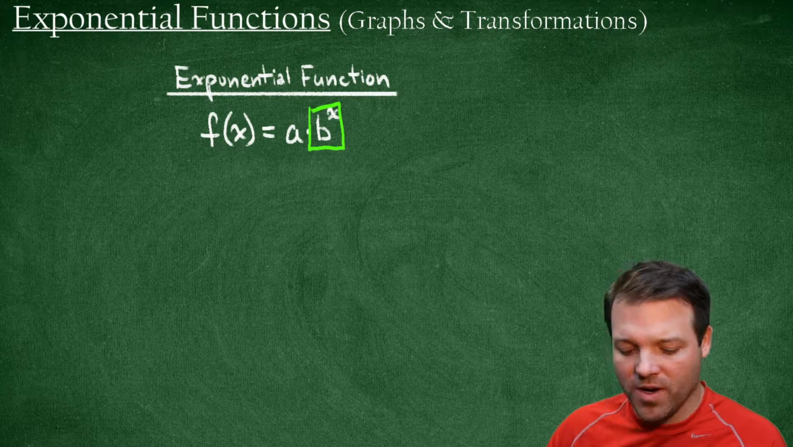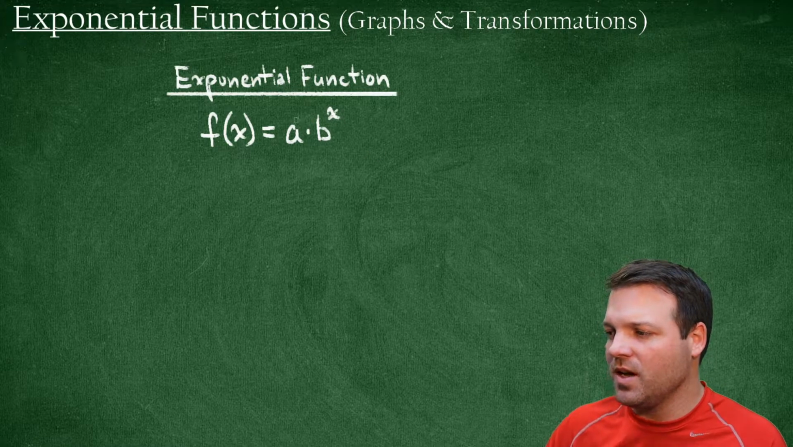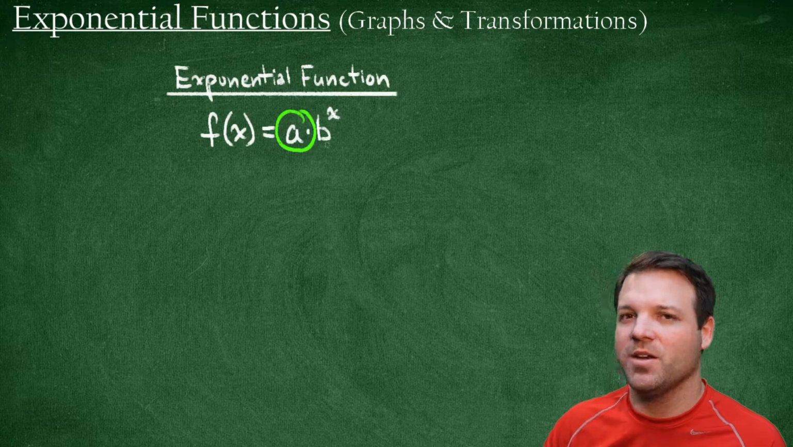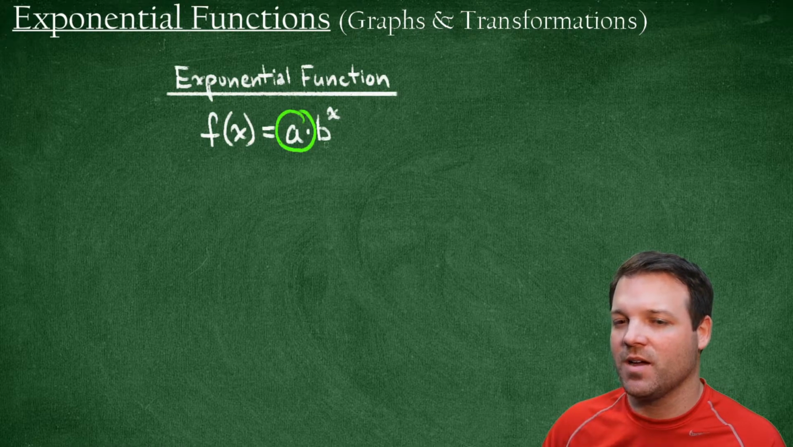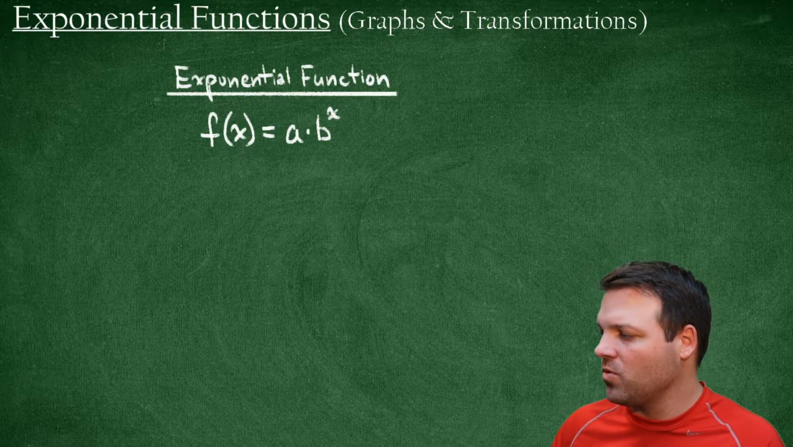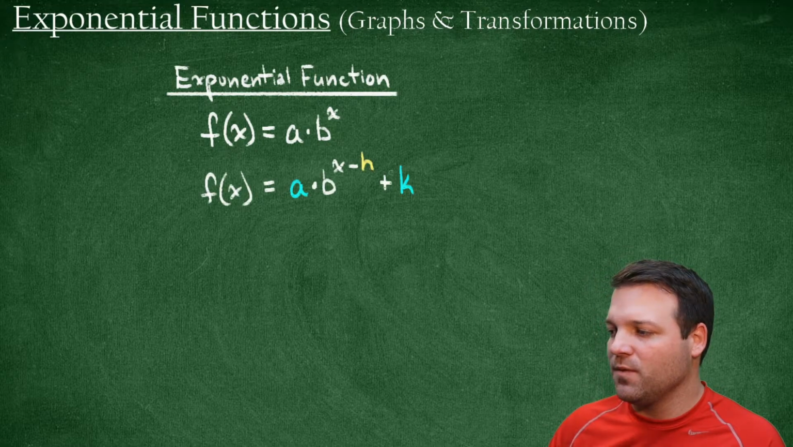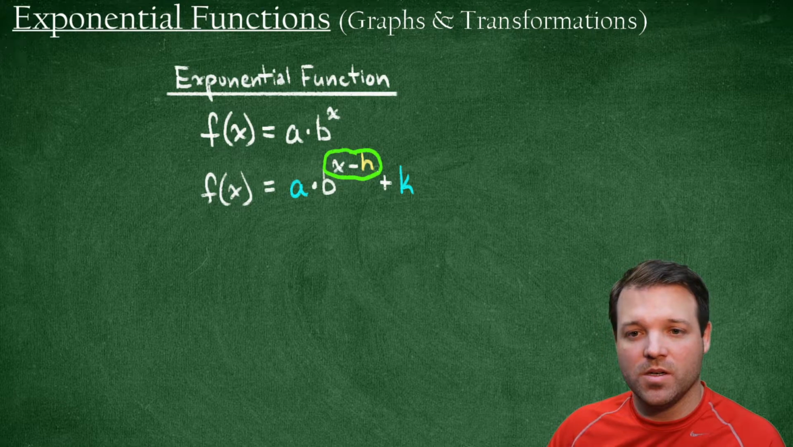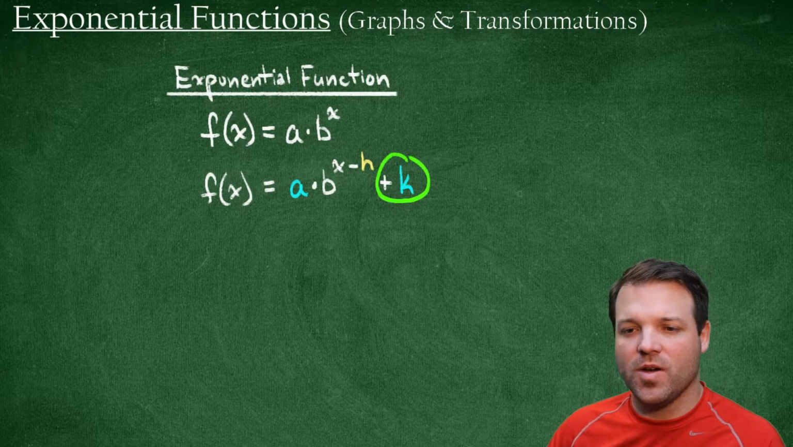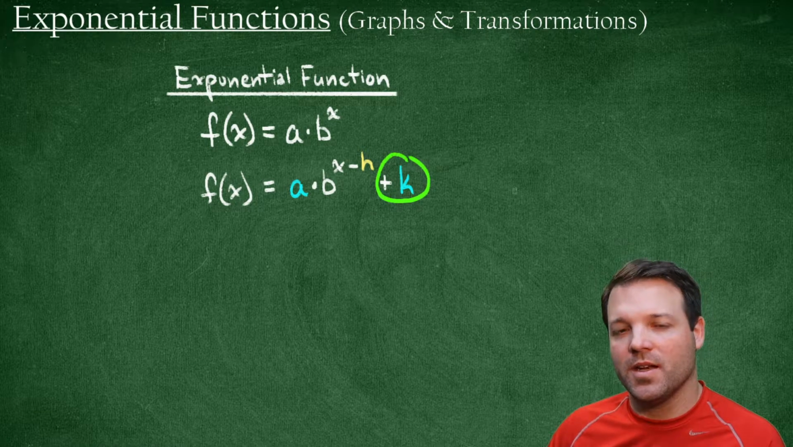Alright, but right now what I'm showing you is really just one thing we can change to this, which is multiply it by a number out front, some kind of constant we call a. But actually, we can make a lot more changes to this. In fact, in the exponent, we could subtract a number. We call that x minus h. And then on the outside, we could also add a number as well, and we call that k.